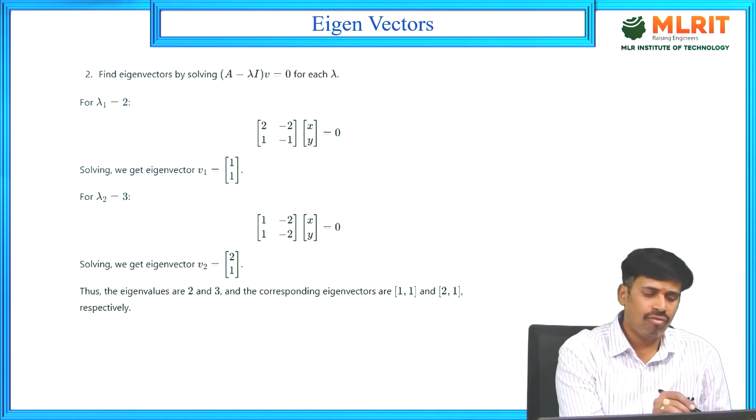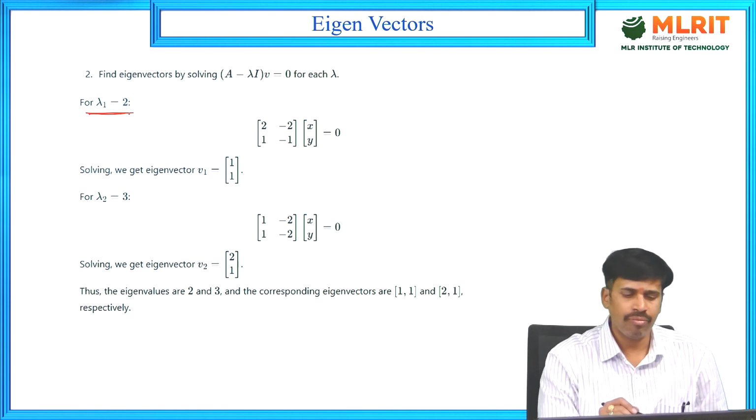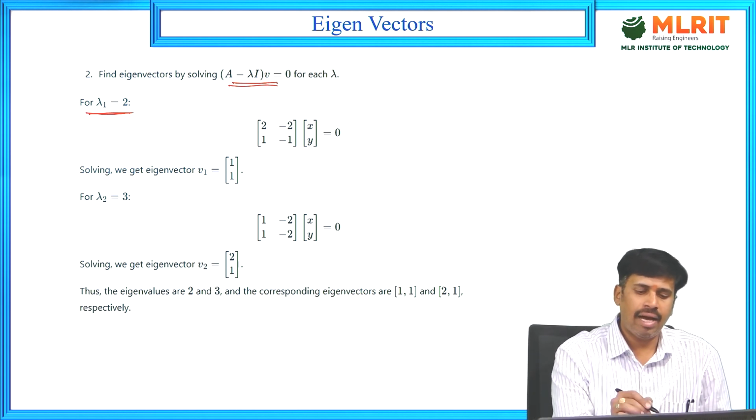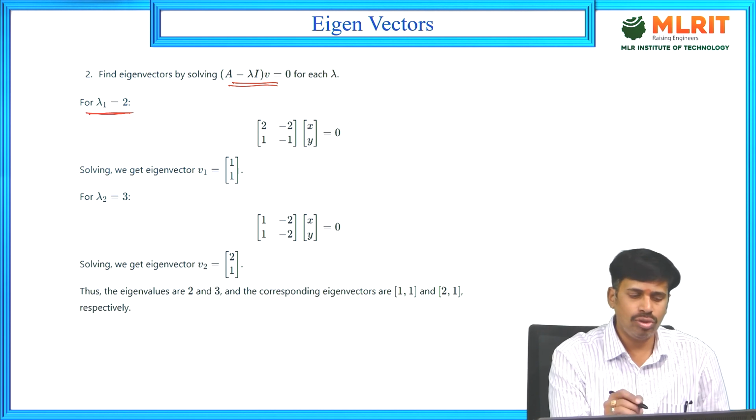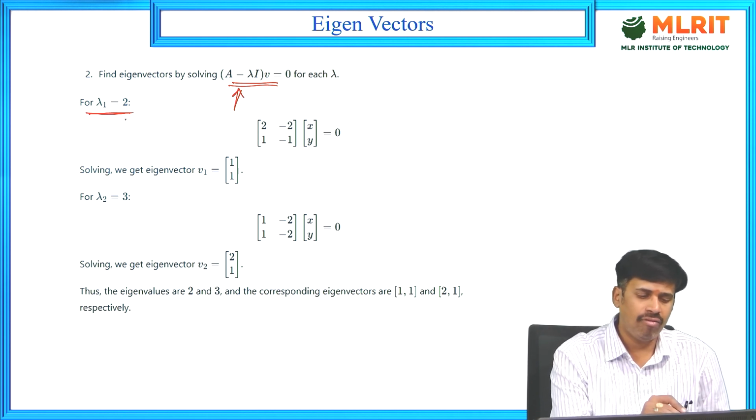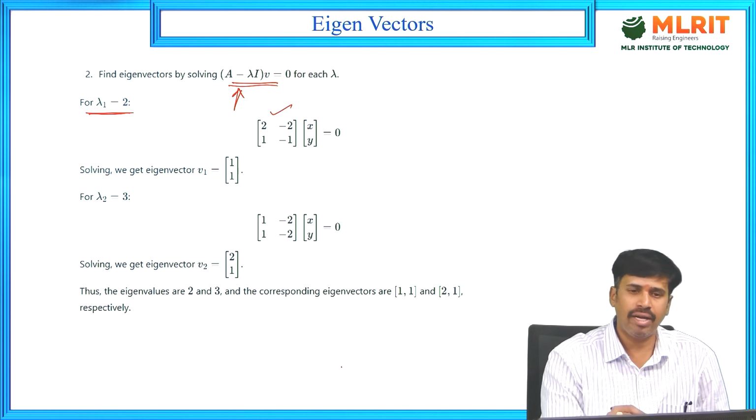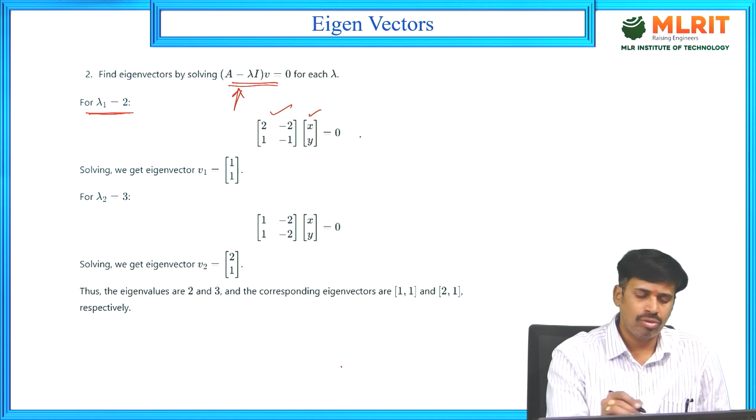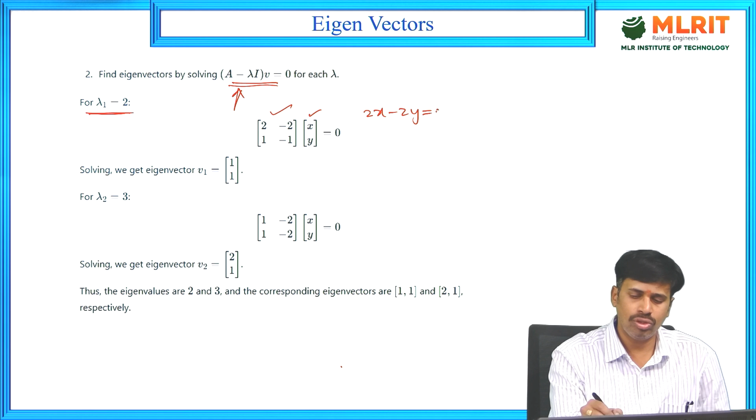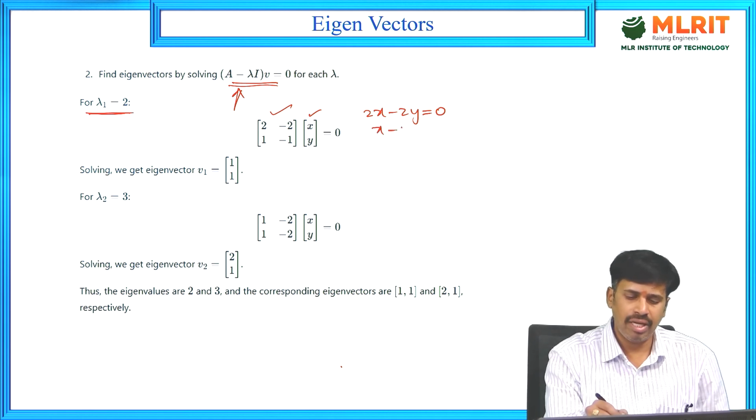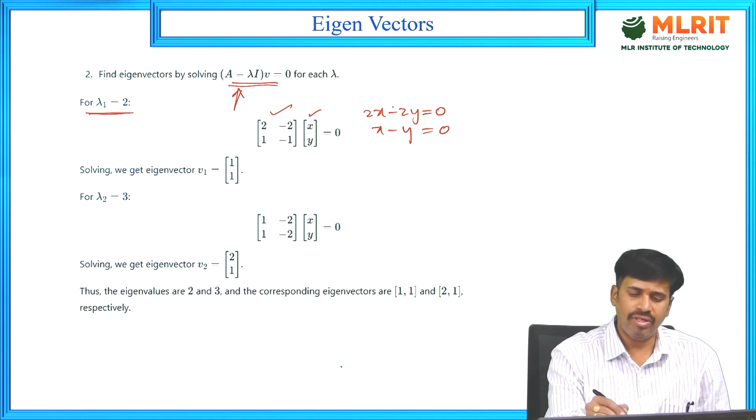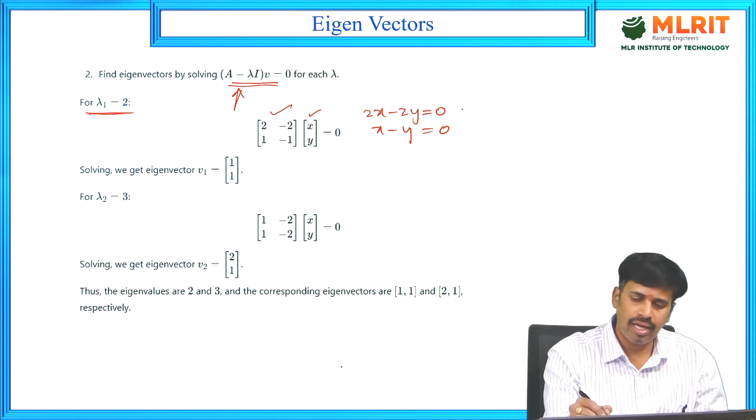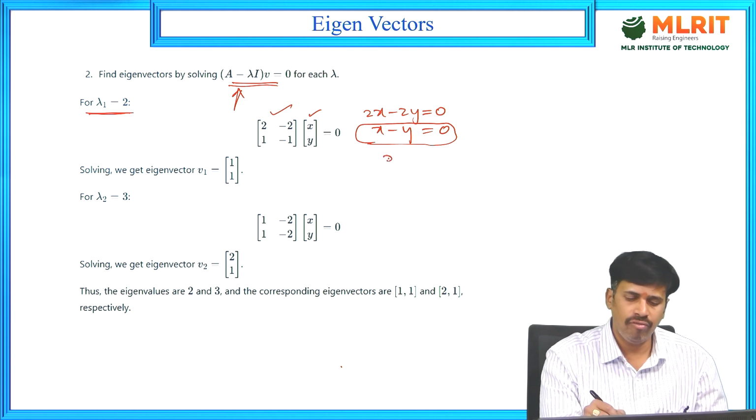At lambda 1 equal to 2, how to find the eigenvector? Consider (A minus lambda I) V equal to 0, where you substitute lambda equal to 2. So we get this matrix multiplied with V, that is (x, y) the eigenvector, equal to 0. So there are two equations. If you solve this, 2x minus 2y equal to 0 is the first equation, x minus y equal to 0 is the second equation. From the first equation if you take 2 common, this also can be written as x minus y equal to 0. So there is only one equation, x minus y equal to 0, which is x equal to y.